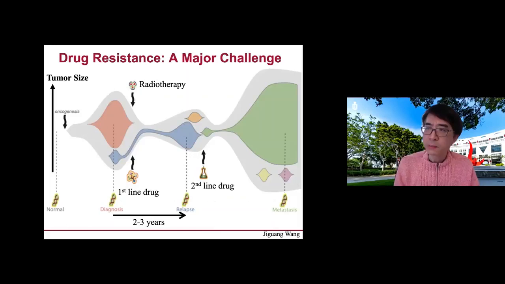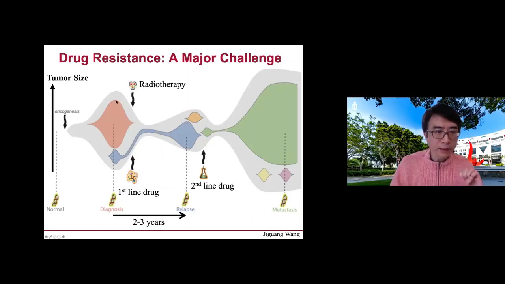I'm going to use this slide to explain a little bit more about the treatment process for the cancer patient. If the patient is first diagnosed with cancer, the patient has a tumor, then you go to see the doctor, and the doctor will first probably prescribe radiotherapy, and in the meanwhile treat the patient with first-line cancer drugs, like the Gleevec I just introduced. This first-line cancer drug is able to help shrink the size of the tumor. And here the y-axis corresponds to the size of the tumor, and the x-axis corresponds to time.